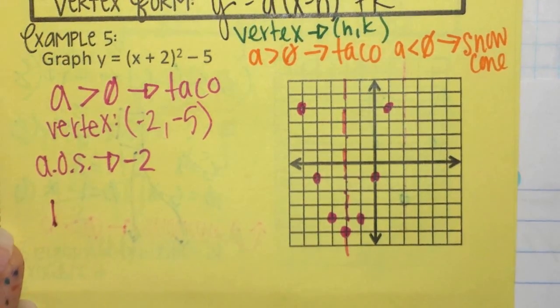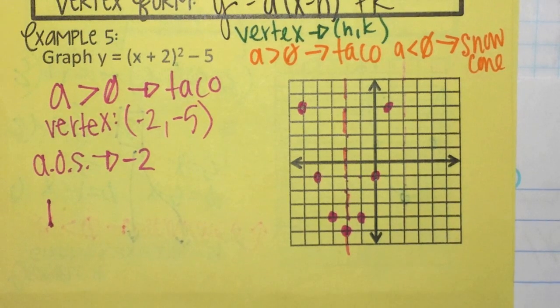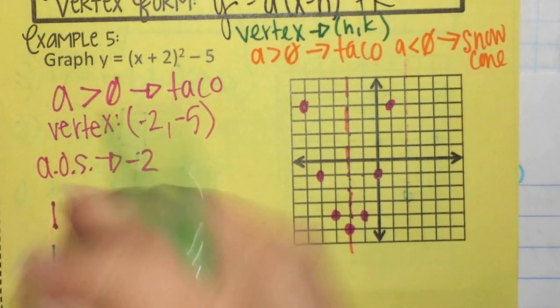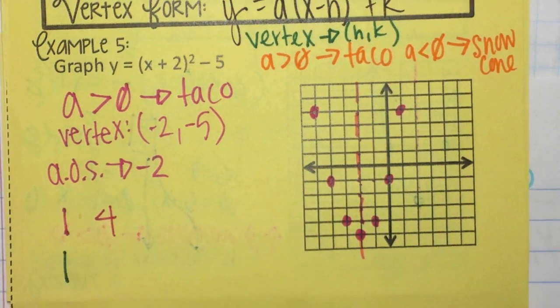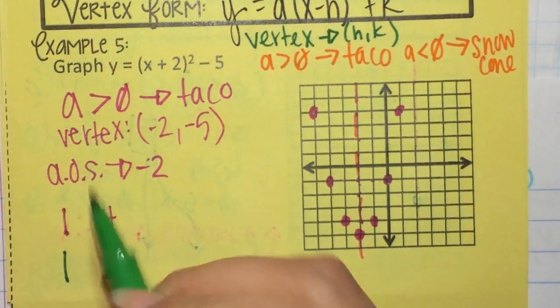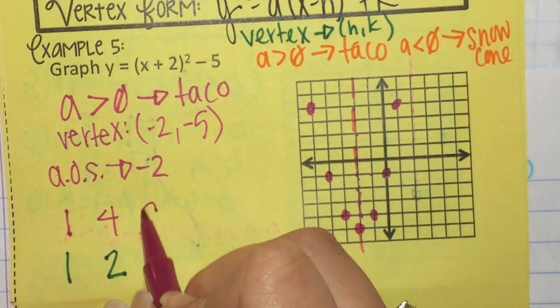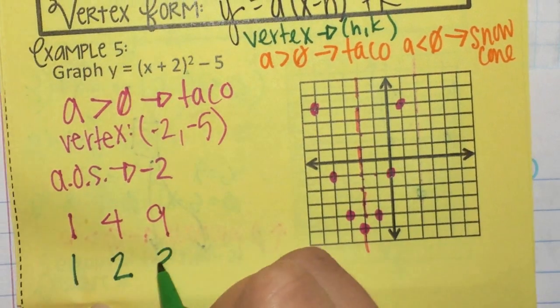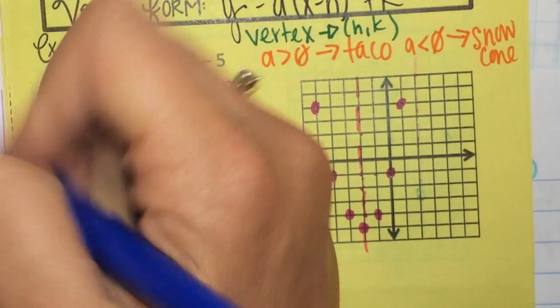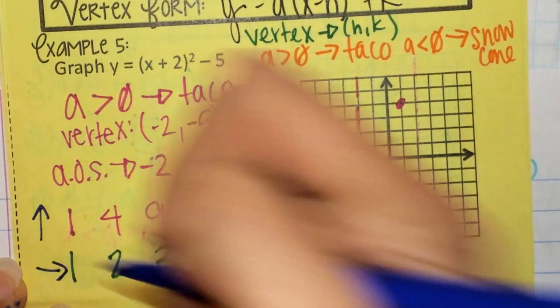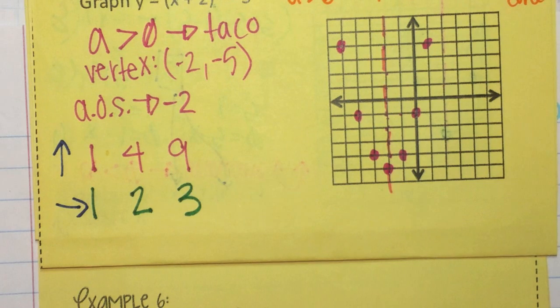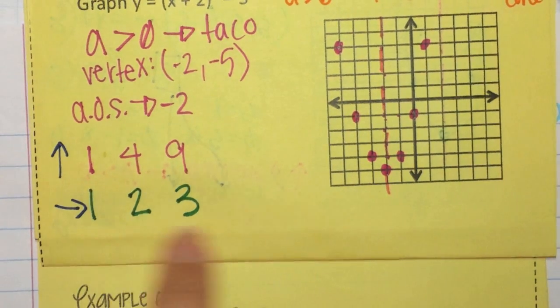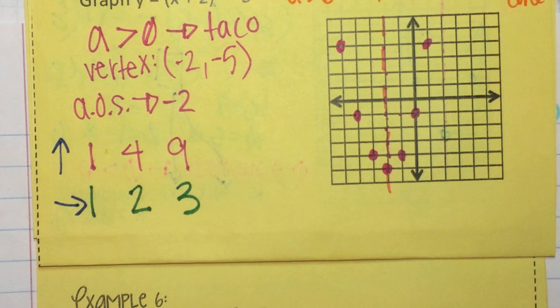9 and 3. The first time, what did I do? I went right how many? And then I went up how many? 4. And I went right how many? 4. And then I went up how many? 9, and then I went right 3. So I went up this many, right and left this many. What are these numbers? Coordinates. Perfect squares. And what are these numbers? The square roots, the counting numbers. That's all you do.